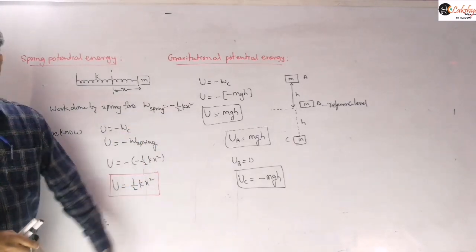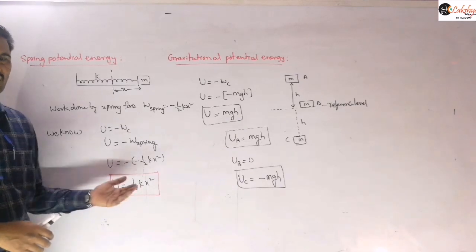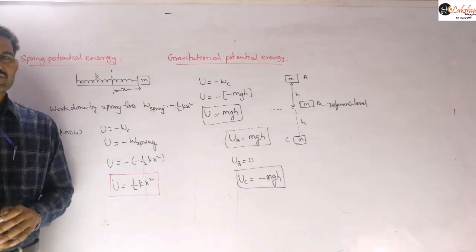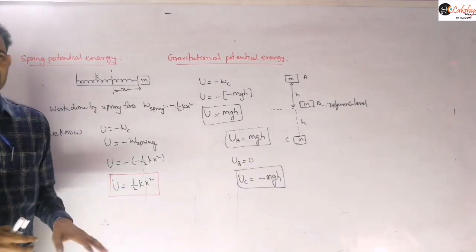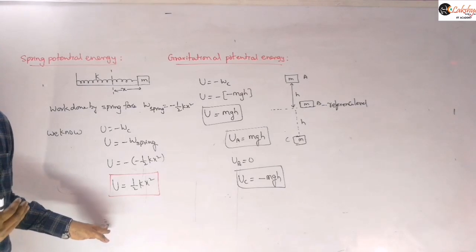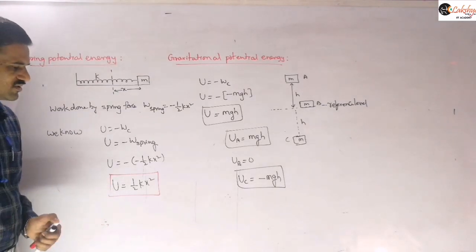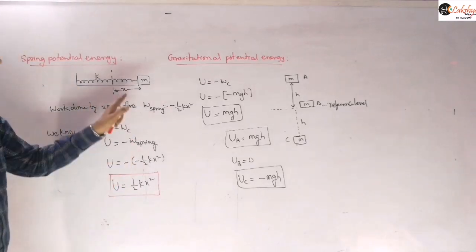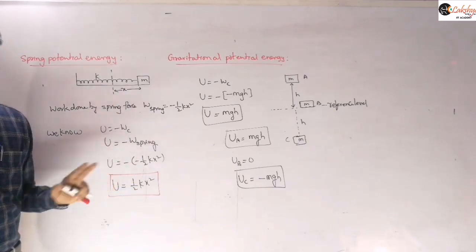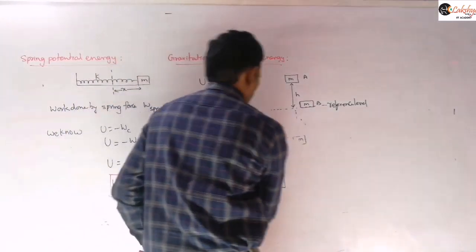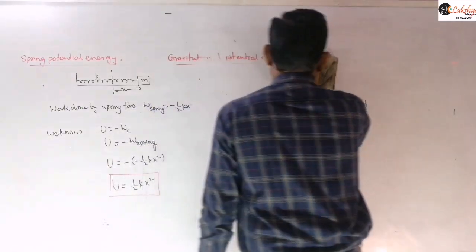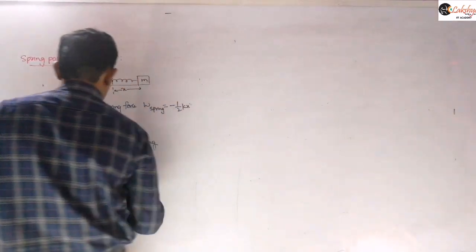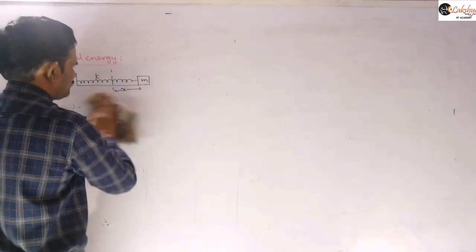So for gravitational potential energy just remember mgh, and for the spring you write half kx square, where k is the spring constant and x is the elongation or compression produced in the spring. When the spring is either elongated or compressed, some energy will be stored in it. That energy is nothing but this. So you may mention that x is the compression or elongation produced in the spring. It is for elongation or compression both.